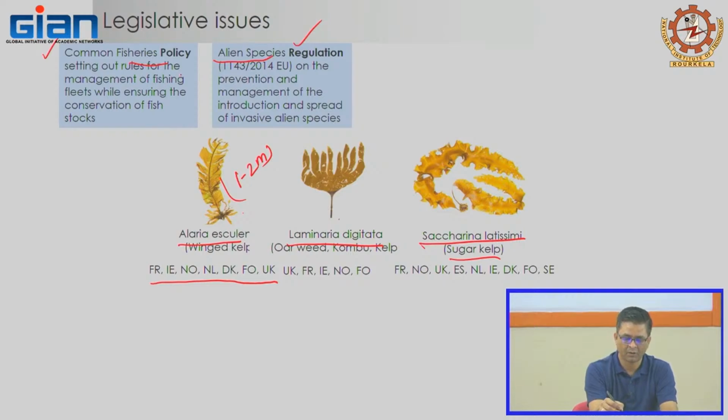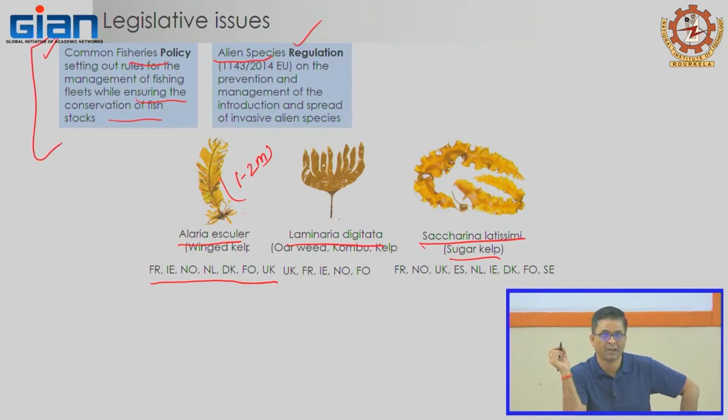Common fisheries policy means setting out rules for management of the fishing fleet, which ensures conservation of fish stock. Whatever fishing you are doing, you have to keep the catch on land; you cannot dump it back to the sea. If you harvested fish, and a certain amount you don't want because they are dead or whatever, you cannot throw them back to the sea. That was one of the reasons the common fisheries policy was adopted. We call these bycatches.